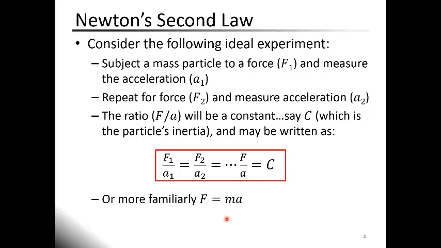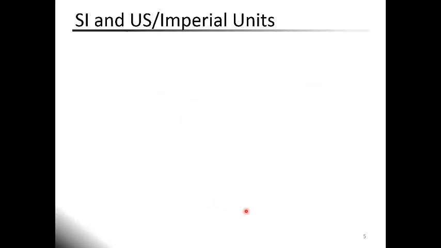So Newton's second law is written as: the resultant force applied to the mass is equal to the mass multiplied by the acceleration. F is equal to ma.